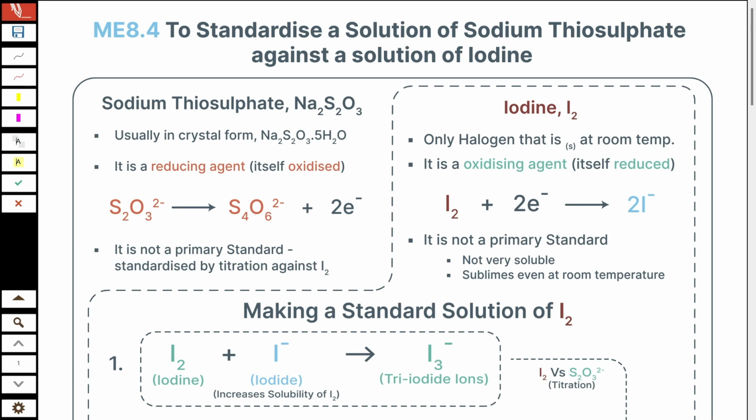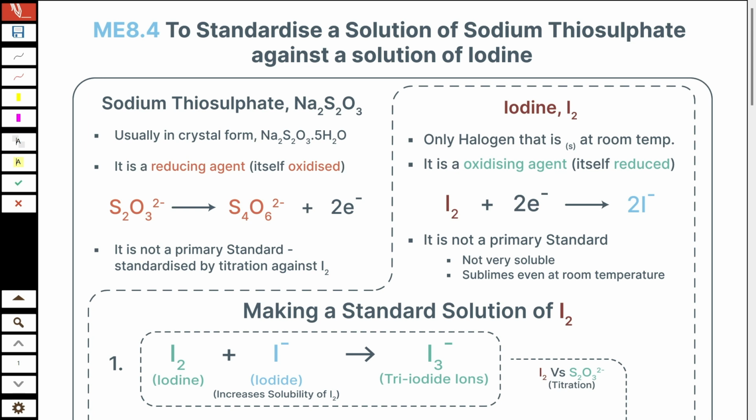Okay, welcome to the second video where we're going to take a look at some of the possible mandatory experiments that might come up in question 1 of this year's exam. So previously we looked at the ethanoic acid titration. Here we're going to take a look at a redox titration, mandatory experiment 8.4, where we use a standardized solution of iodine to standardize a solution of sodium thiosulphate.